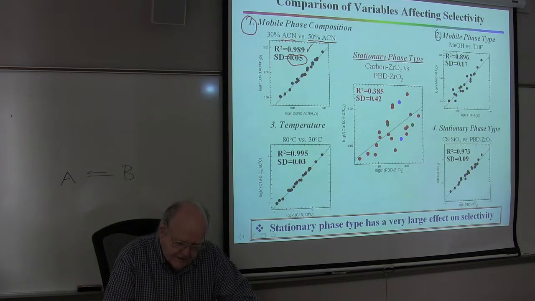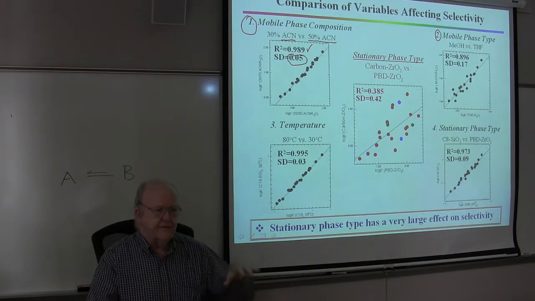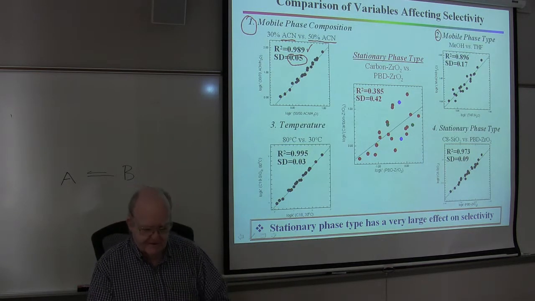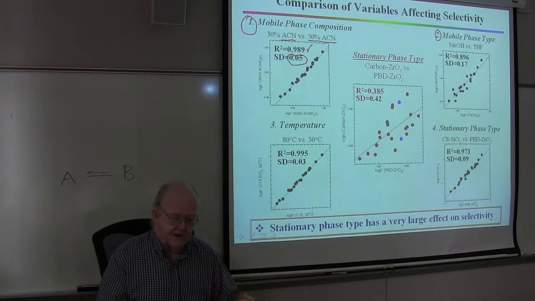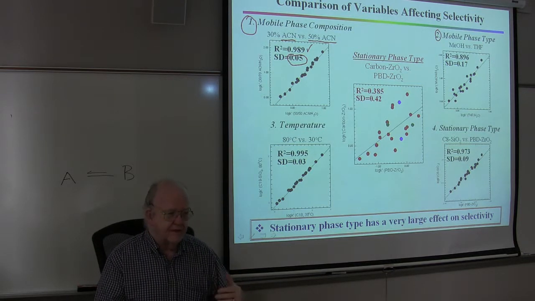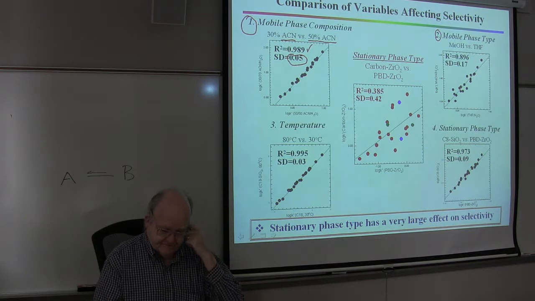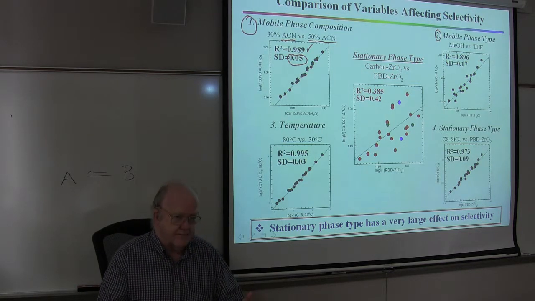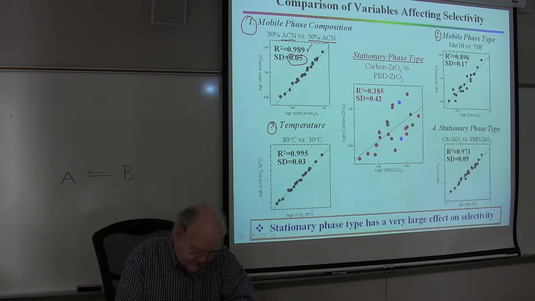So there are some minor effects on selectivity by changing the amount of the organic modifier. Here's another way we can change it. What if I use one modifier on one axis and a different modifier on another axis? Well, we get a lot more scatter. Changing the nature of the modifier has a bigger effect, generally speaking, than changing the amount of modifier. Okay? I talked about temperature a little bit. Here's a rather big change in temperature, chromatographically speaking, 50 degrees.